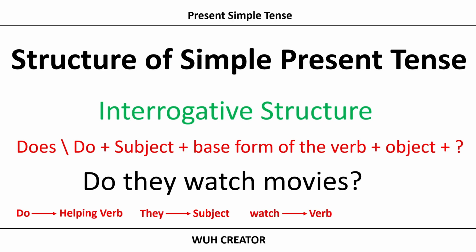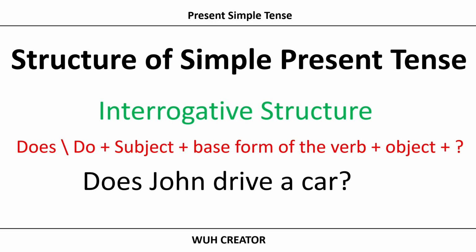Notice that after do, the main verb remains in its base form. Therefore, we use watch, not watches. Movies is the object, and at the end there is a question mark. The last example is, does John drive a car?